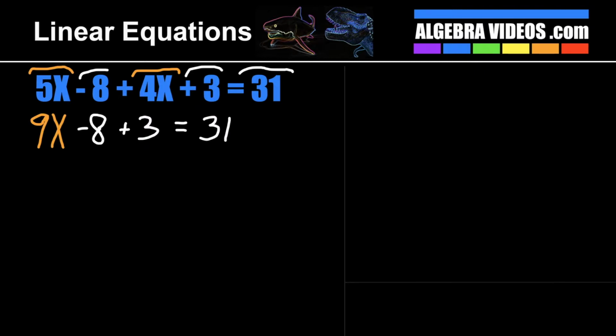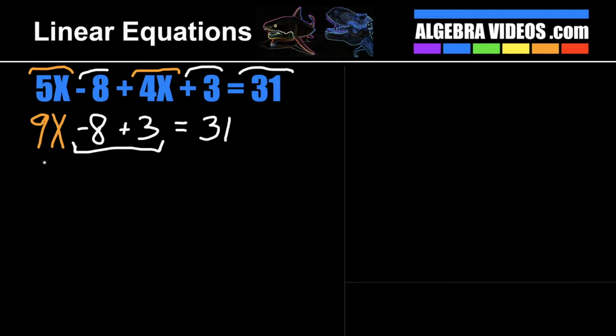So now I'm going to look over here and see, is there anything else that I might be able to combine into one term? So there's 9x. I don't see anything else with an x. Now I'm looking at the numbers, negative 8 and 3. Well, you know what? Those two things could be combined and written more simply, right? We could just write that as one number. Negative 8 plus 3 is a negative 5.